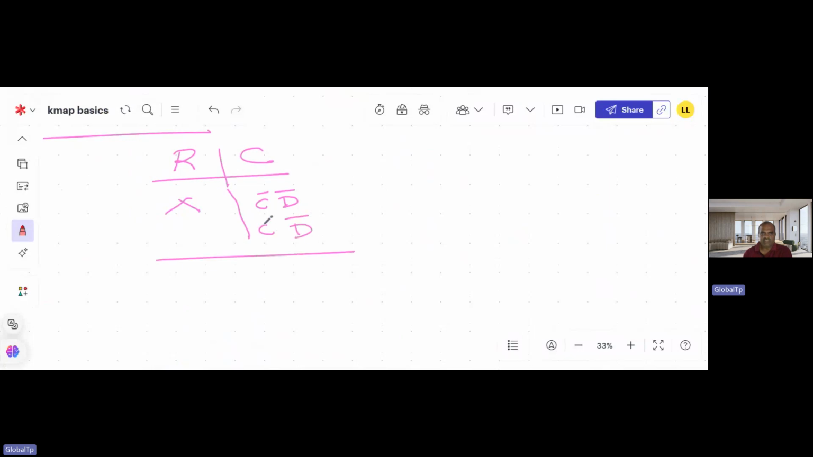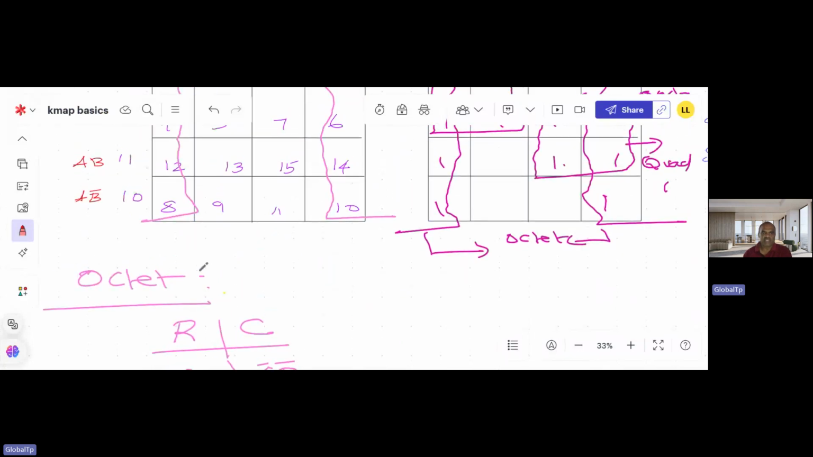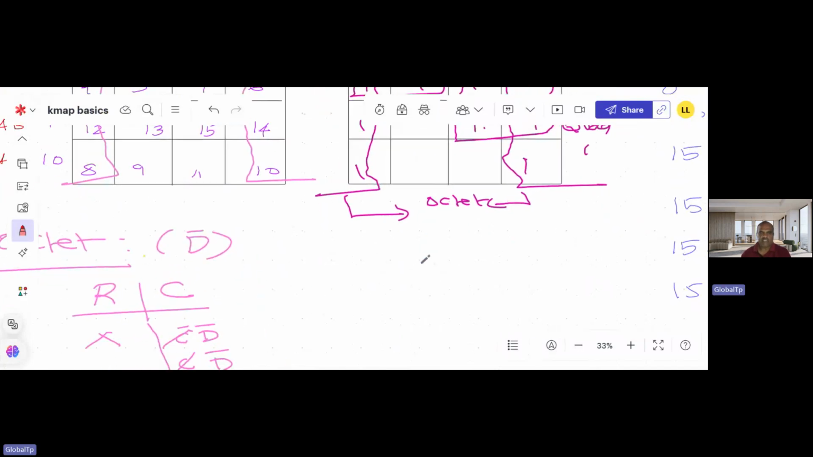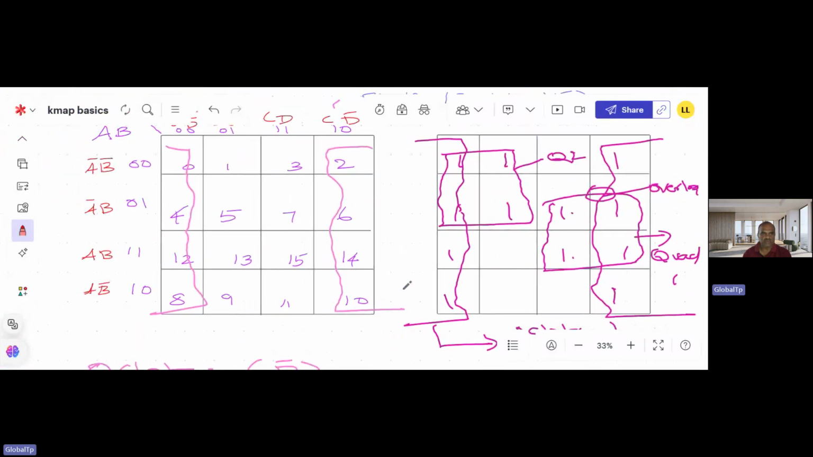Now, what is the net result? Here D bar is common, here also D bar is coming, here also D bar is coming. So D bar will be common, and C bar and C will cancel each other. So the net answer for the octet is D bar. I can write the octet answer is D bar. This is the first answer. Similarly, you need to write the answer for quad 1. So for quad 1, while doing this, what do you have to do?